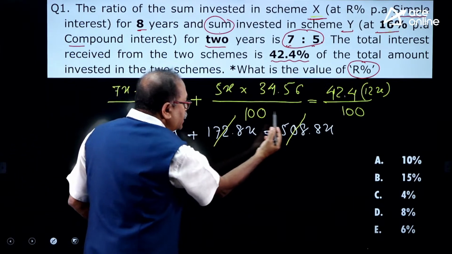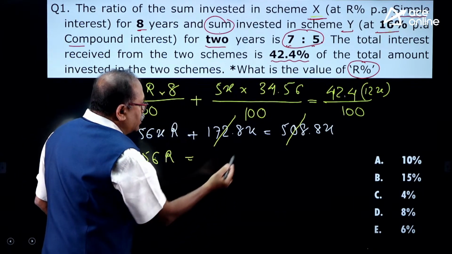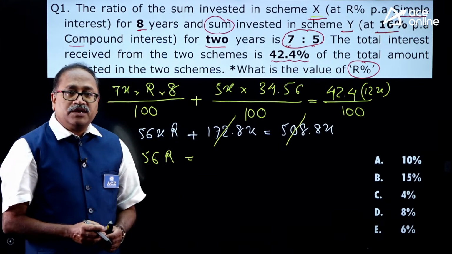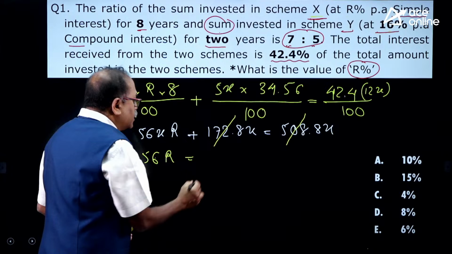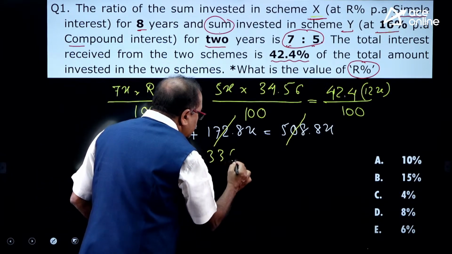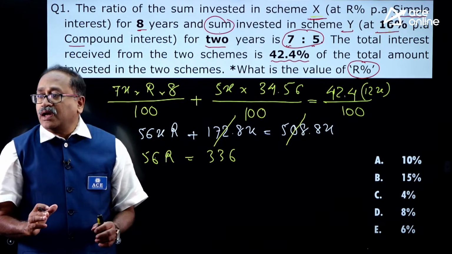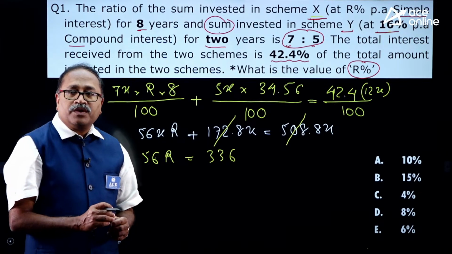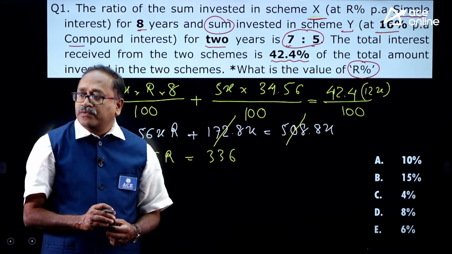Now, I will subtract this value from over here. Then I notice that 8 gets cancelled, 508 minus 172, and that I get 336. Can I get the r value? Can I get the r value now? What will be the r value?